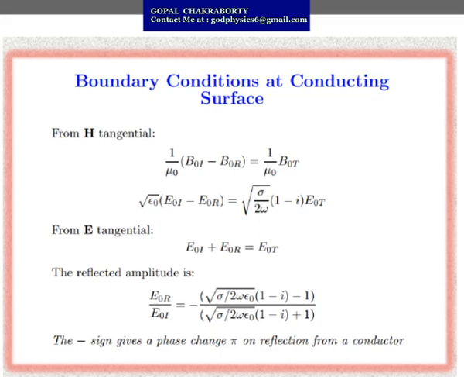The reflected amplitude will be E₀R divided by E₀I, the incident one. So that equals minus, in the upper part, (√(σ/2ε₀ω)(1 − i) − 1), and similarly in the lower part, (√(σ/2ε₀ω)(1 − i) + 1). So this negative sign gives a phase change of π on reflection from a conductor.